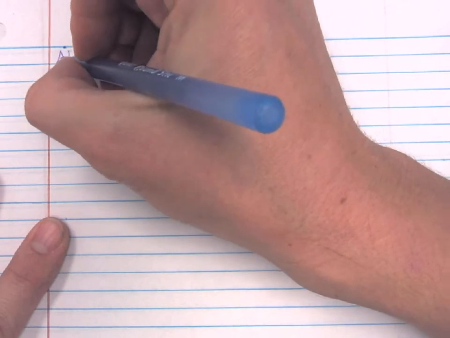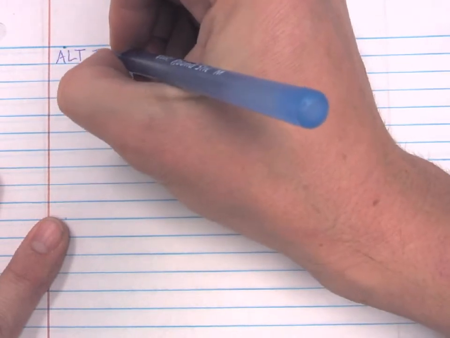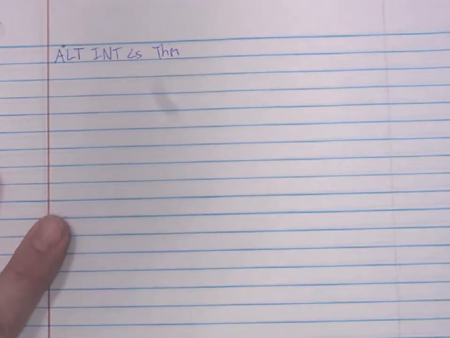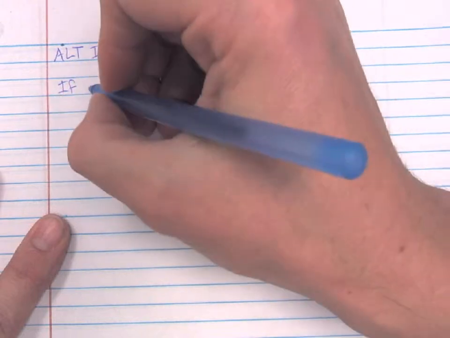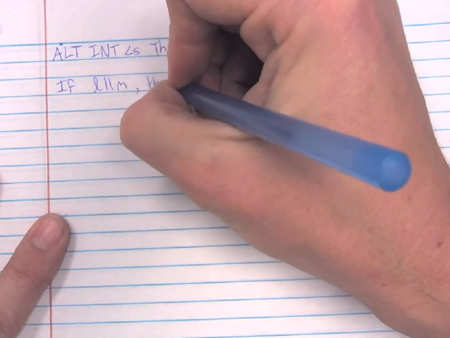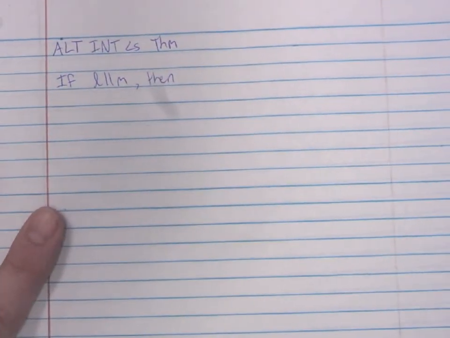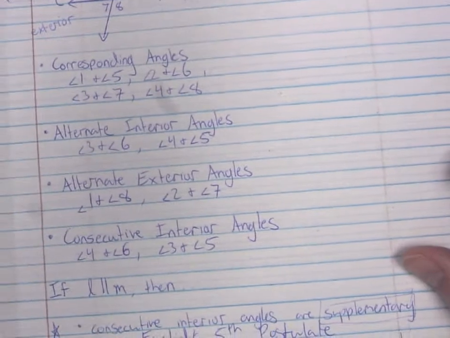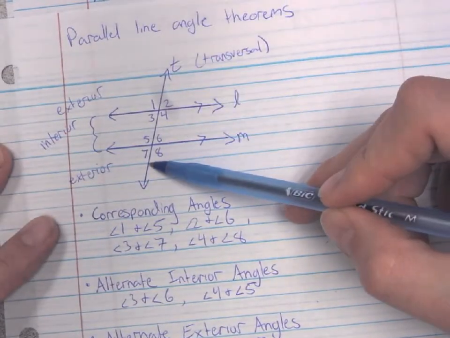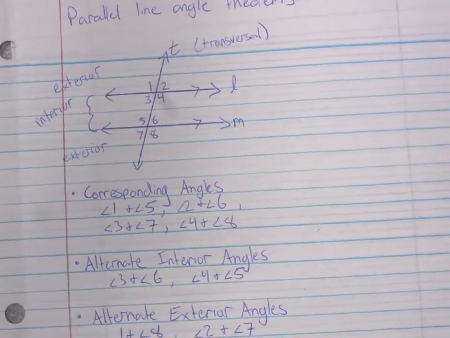I'm going to use a little bit of abbreviation here. I'm going to say alt int angles theorem. Okay, it's just shorthand there. If L is parallel to M, then, okay, now what we want to do is set up a situation. Let's go back and read the language here. So if we have two parallel lines cut by a transversal, we want to show that the alternate interior angles are equal to each other, or congruent.